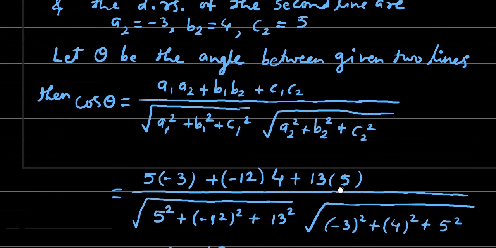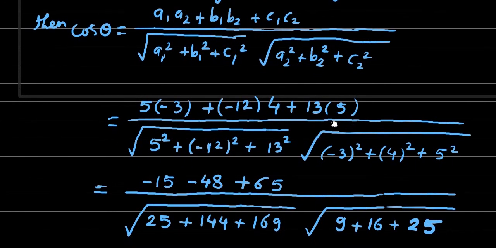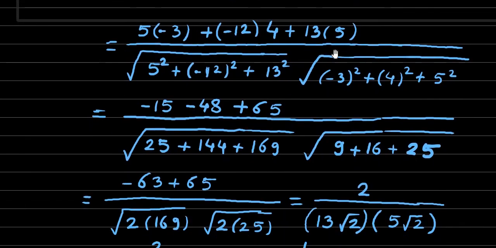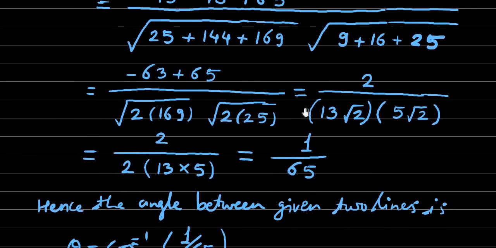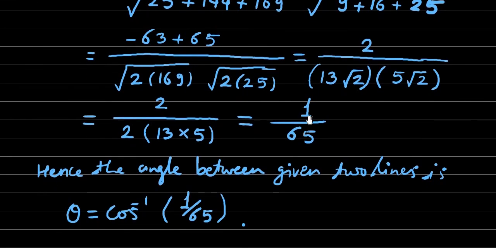And we have substituted the values of A1, B1, C1, A2, B2, C2, and after simplification we have obtained cos theta equal to 1 by 65, and therefore the angle between the given two lines is obtained as theta, which is equal to cos inverse of 1 by 65. So likewise we have solved this first example. Now we will move to the next example.